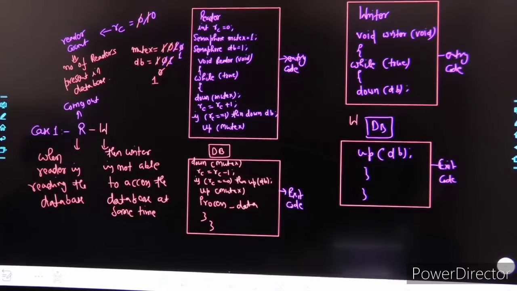Please note it down. Then I will explain the second problem, then the third, and the fourth one is not a problem. Any number of readers can access the database, can read the database simultaneously. This is not a problem. Okay, so this is the first case. I hope you understand.